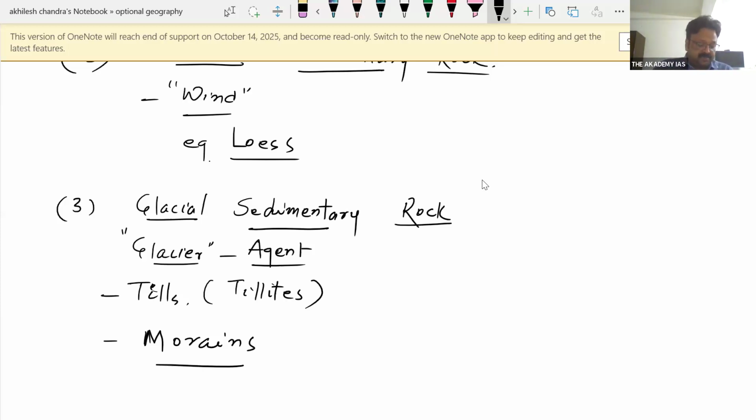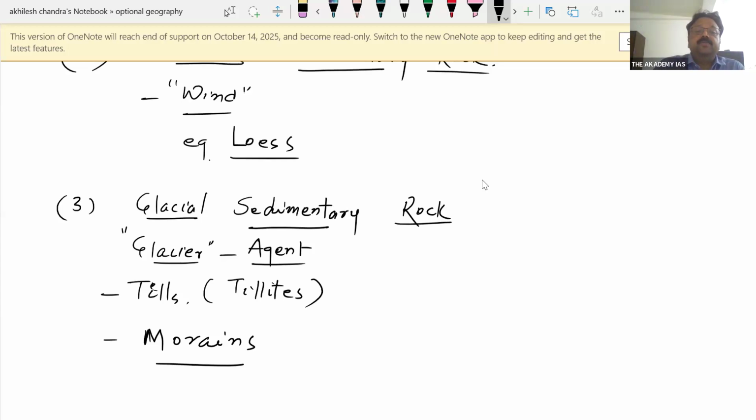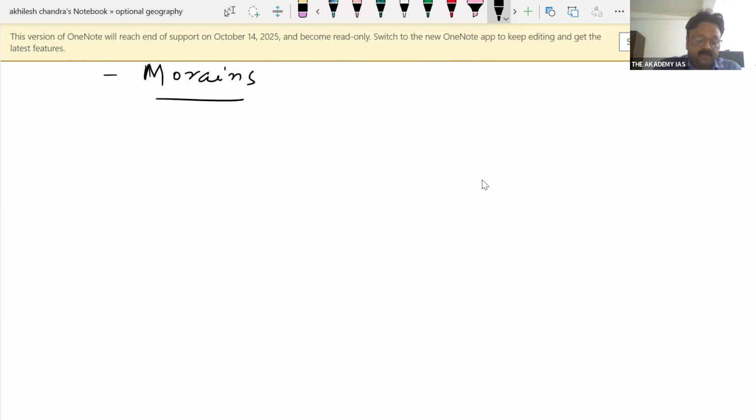So these are the classifications. Let's take up one by one. Some rocks in your syllabus need explanation. So let's find out sandstone. Sandstone, as you know, is a mechanically formed sedimentary rock. It is the cementation of sand.